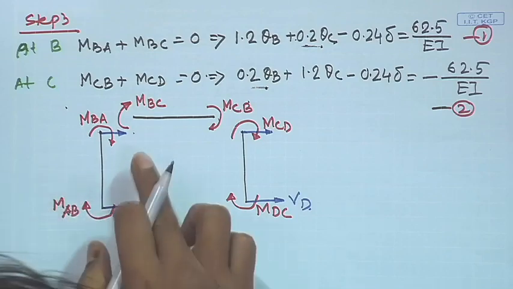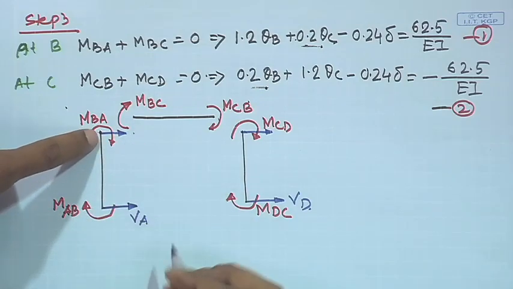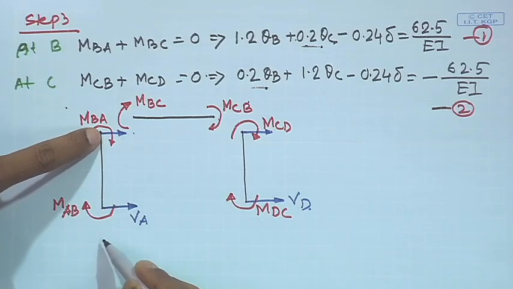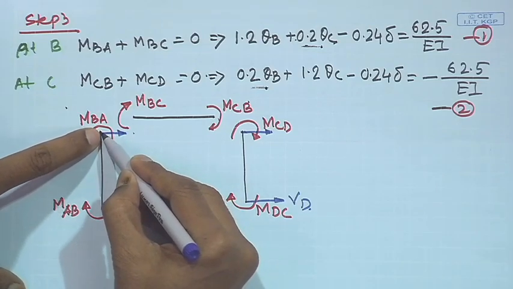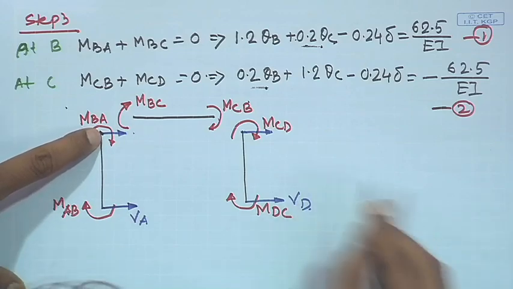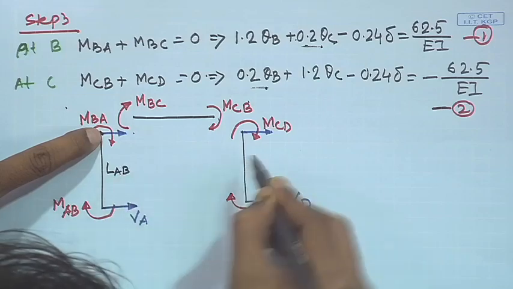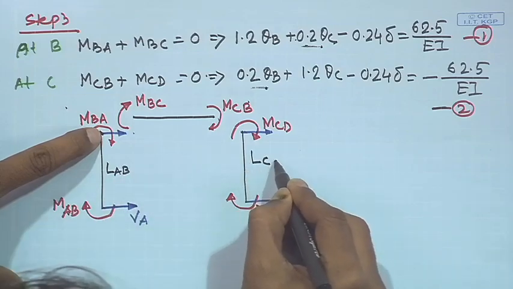Okay. Now, the reason why the shear force is shown here: if you take the free body diagram of this part and take moment about this. Okay. And then what do we have? We have that VA is equal to, this length is LAB and this length is LCD. Okay.